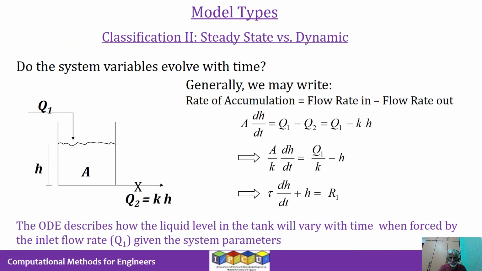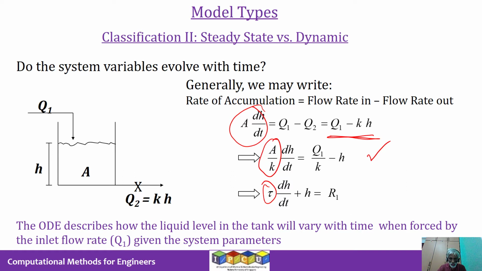So when you do that, A dH by dt becomes Q1 minus K times H. Now you can divide throughout by K, in which case you get this equation: A by K dH by dt is equal to Q1 by K minus H. Then you define this A by K as tau, because A by K will have the units of time. This A by K is a very important parameter called the time constant of the system. That determines the speed of the response.